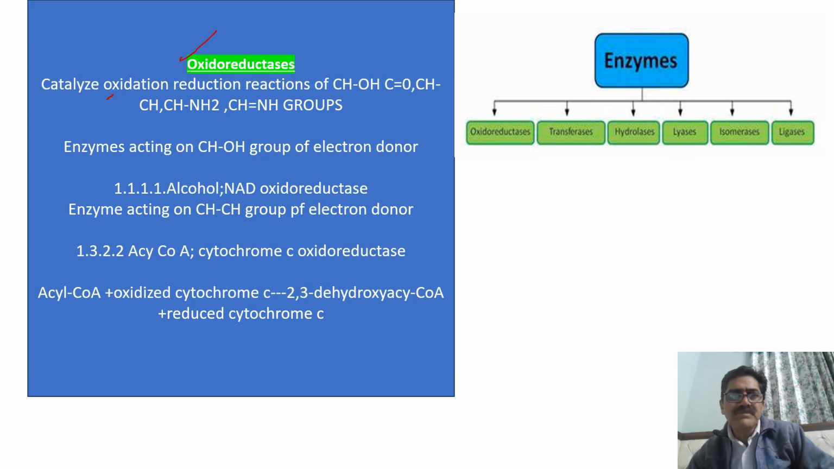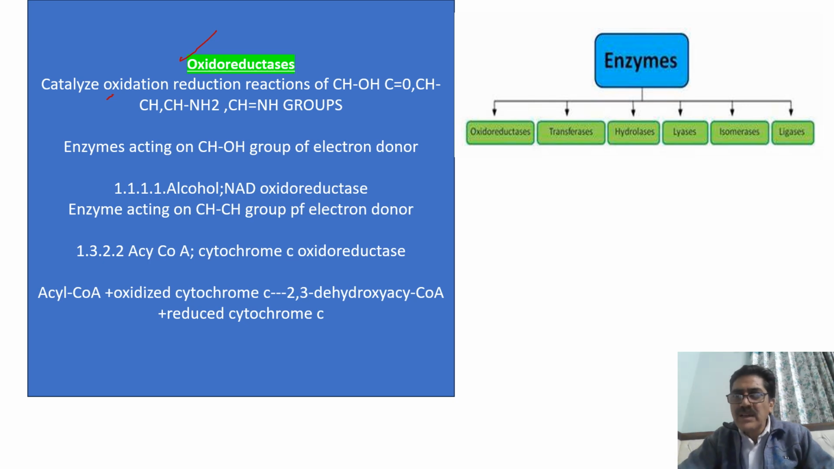Another example is enzymes acting on the CH-CH group of an electron donor. Again you have the EC number of the enzyme, 1.3.2.2, acyl coenzyme A:cytochrome c oxidoreductase. You can see this reaction: acyl coenzyme A acts with cytochrome c, giving you 2,3-dehydroacyl coenzyme A plus reduced cytochrome c. So the cytochrome gets reduced. Now the first digit means it belongs to which major class of enzyme? That is oxidoreductase.